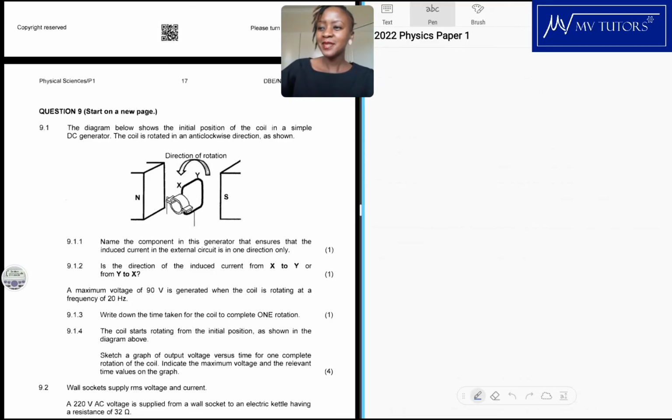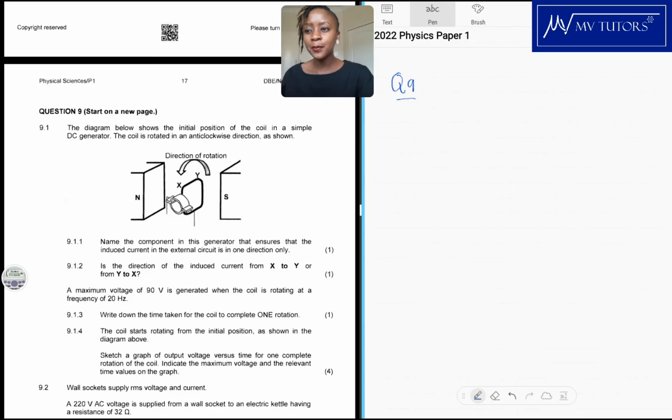Alright, so let us do this. Question 9. It says the diagram below shows the initial position of the coil in a simple DC generator. The coil is rotated in an anti-clockwise direction as shown.